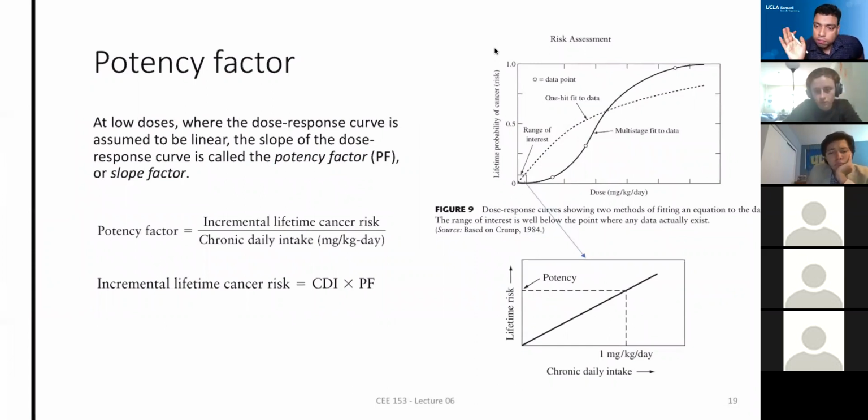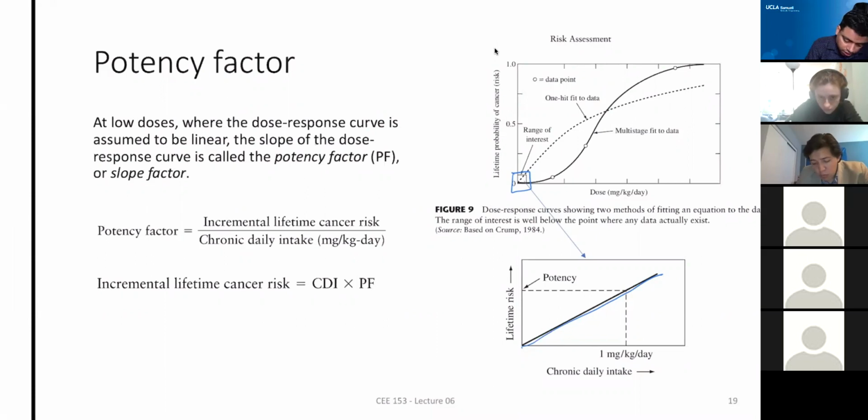Once you determine the model, whether it's a linear model or whatever, you have to go all the way to the lower level, and then you extrapolate that. You zoom it out. Okay, when you zoom it out, at the very end you get a linear curve, and the slope of that linear curve is the potency factor. It means how much increase in dose causes what amount of lifetime risk. That slope is important, because you use that potency factor and multiply it with the amount of exposure throughout the lifetime, and you get the amount of cancer risk.